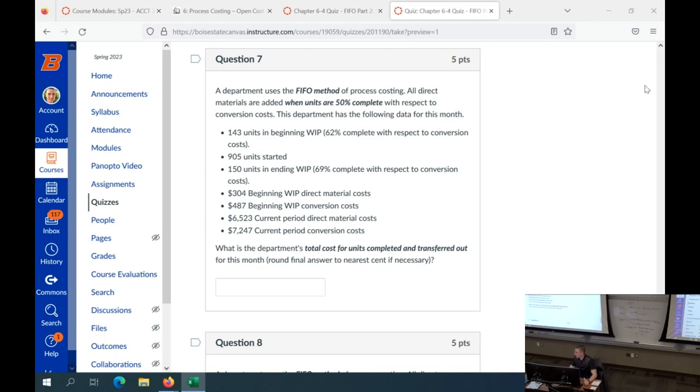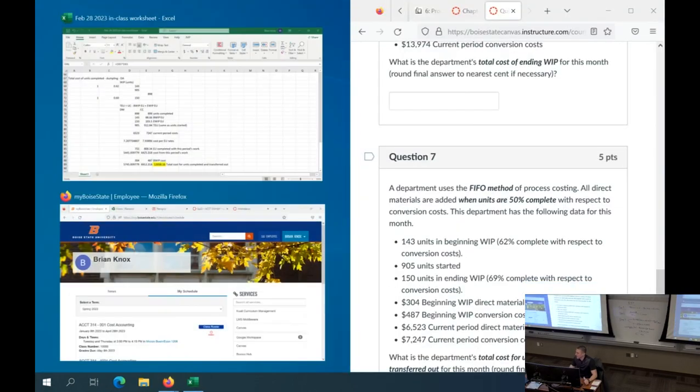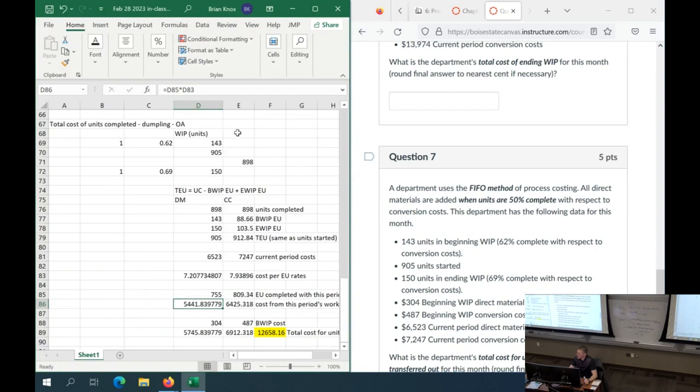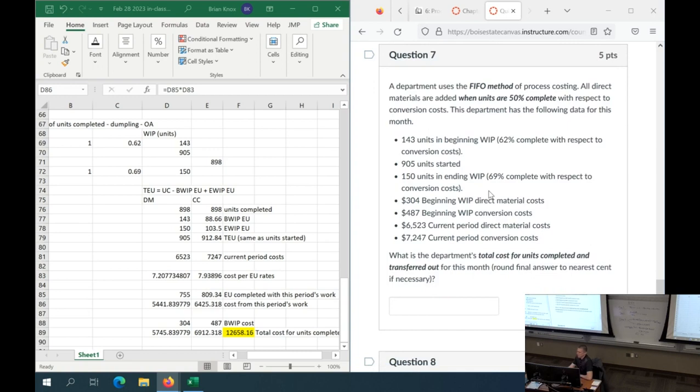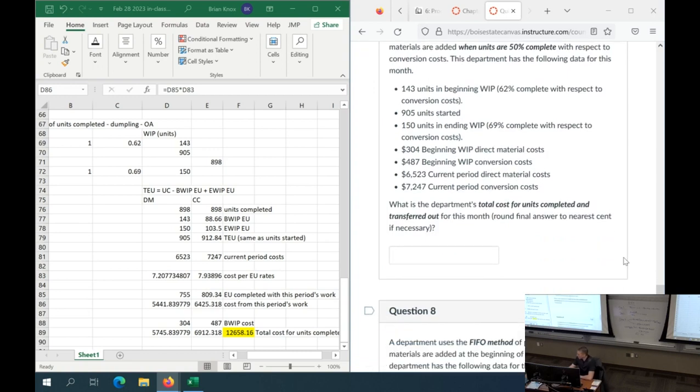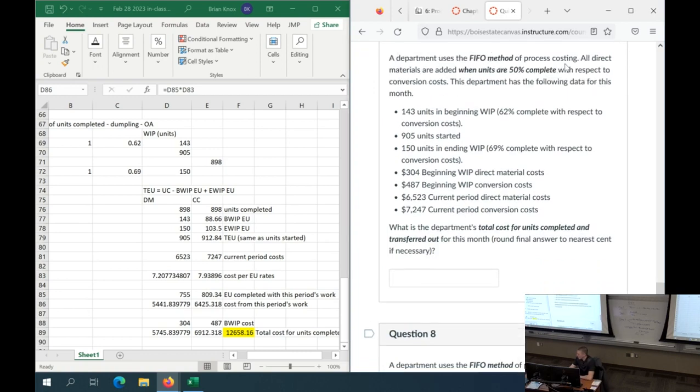Okay, let me show you what I did. And then after that, if you still are like, well, you know what, why isn't it showing, what did I do wrong? Let's go into detail after that. Okay, so the first thing to note is this is a dumpling problem. So all direct materials are added when units are 50% complete with respect to conversion costs.